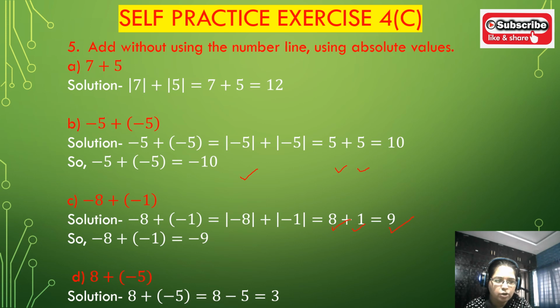D. 8 plus of minus 5. Subtract 5 from 8. 8 minus 5 is 3, and the sign of the bigger number is positive. The bigger number is 8 and its sign is positive, so 8 plus of minus 5 is 3. 3 is positive.